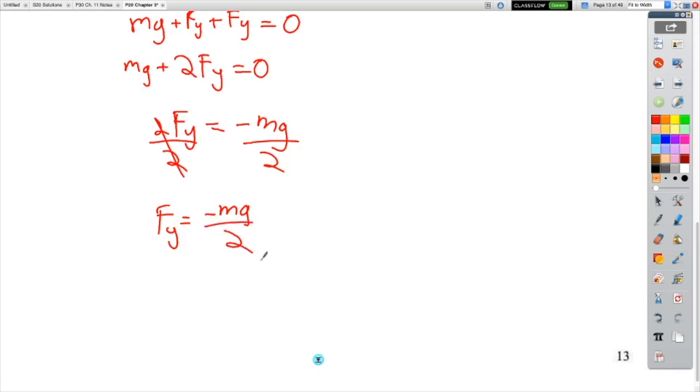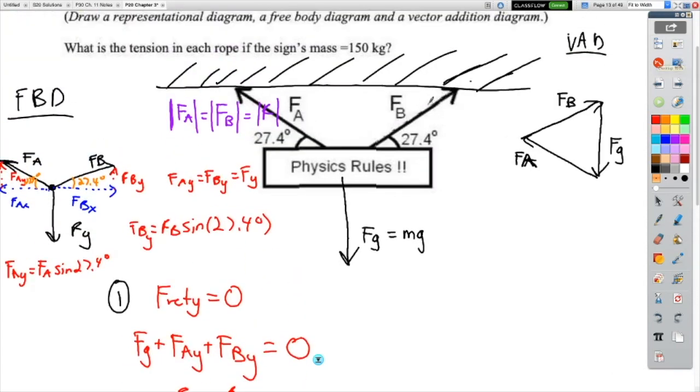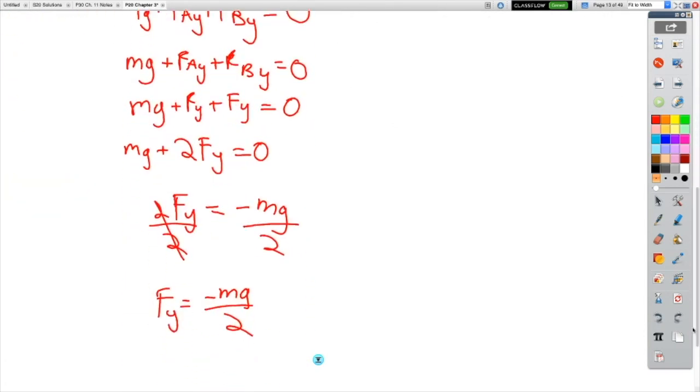Now, does this make sense? Okay, what is this saying? It's saying that each one is supporting the weight divided by 2, or half of the weight, half of the force of gravity. Each rope is supporting in the y-axis half of the weight. Well, that totally makes sense, right? We've got two things contributing the same amount in the y-axis, so yeah, they're each going to be responsible for holding up half of this weight. Okay, so good. That does totally make sense.